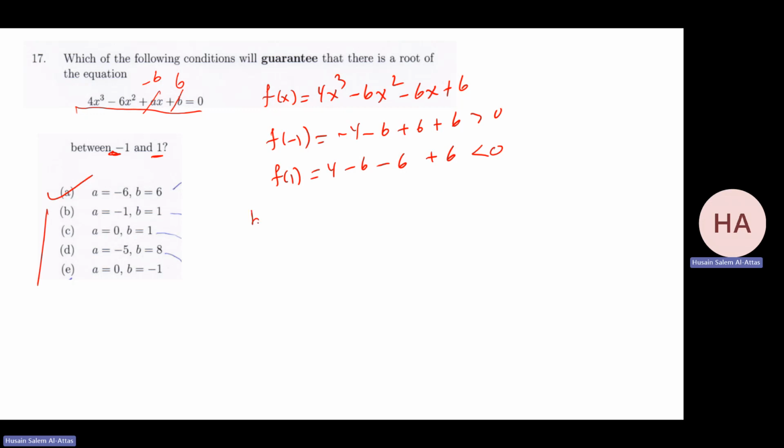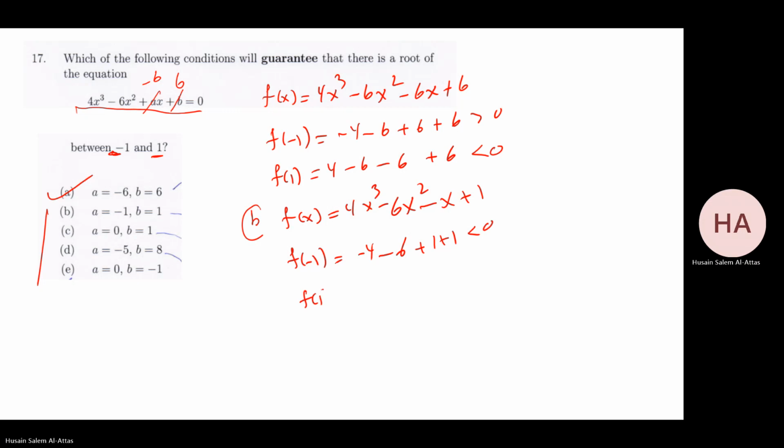I will do only b just for now. The function is what? 4x cubed, minus x plus 1. I'm checking 5 functions, which is too much, really. Now check f of -1. You have -4 minus 6 plus 1 plus 1, which is negative. F of 1, you have 4 minus 6 minus 1 plus 1, which is still negative. So this is wrong. Please check the rest.